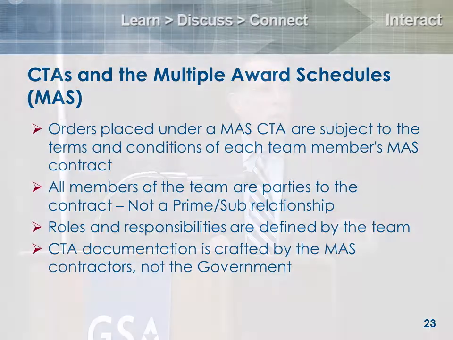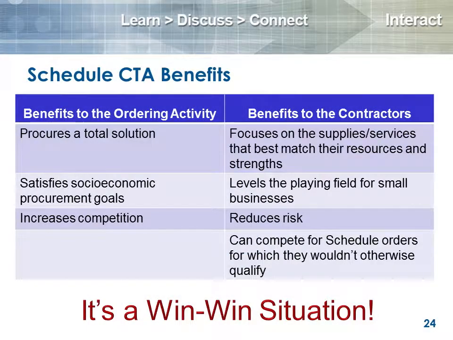All right? The roles and responsibilities are defined for each team member, and it is documented in what we call a team arrangement. The truth is that the vendors put that together. It's not a document that the government puts together. When we speak about the benefit, it gives a total solution to the government. It could very well give you multiple small businesses for a total solution where the solution would be of such a magnitude that you may not get a small business as a single awardee. And so it does increase competition from that perspective.